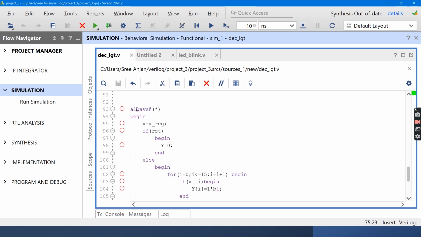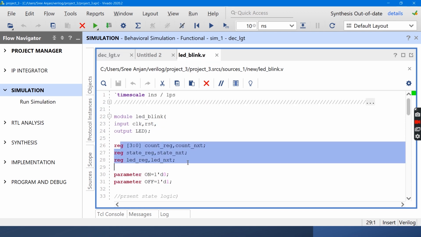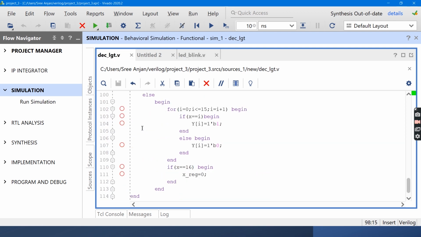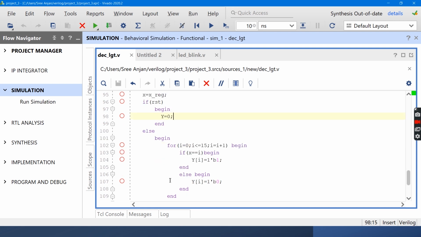And this is the main always block. Instead of the LED blink, where I used data flow modeling to give the output, in this one I will be using an always block, a procedural block, for giving that value.